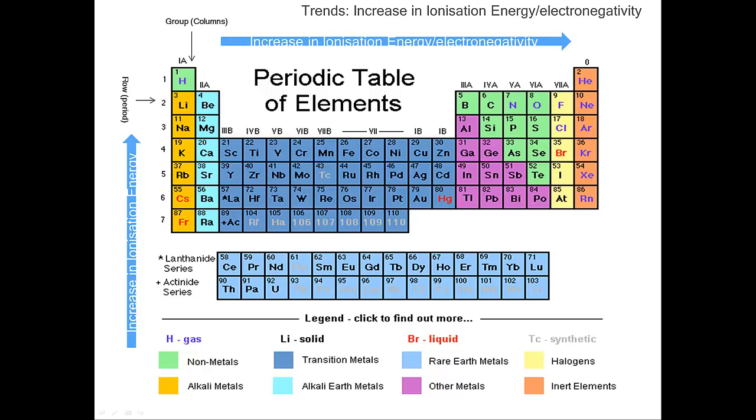Let's have a look at another periodic trend. This next trend is the increase in ionization energy or electronegativity. So it's going to be the increase in the first ionization energy. As we move up and to the right, we're increasing the ionization energy. So what is ionization energy? Well, ionization energy is the energy that it would take to remove the first electron from that atom.